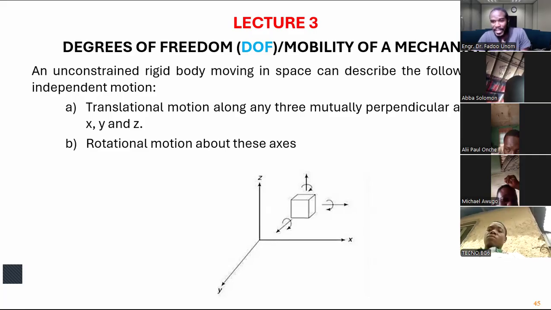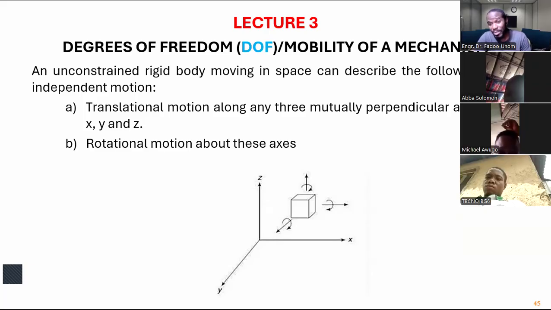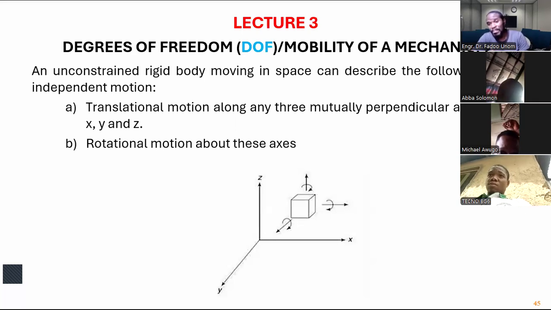We can break it down into 6 motions: translation along the x-axis, translation along the y-axis, translation along the z-axis, then rotation about the x-axis, rotation about the y-axis, and rotation about the z-axis. And if you do that, you will describe completely how that rigid body moves.